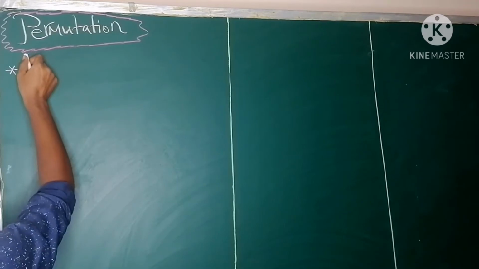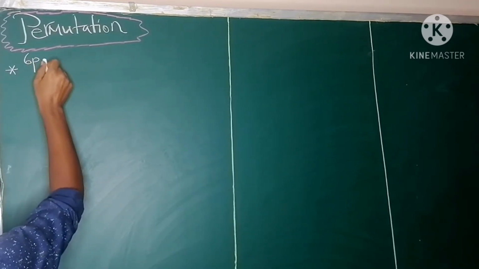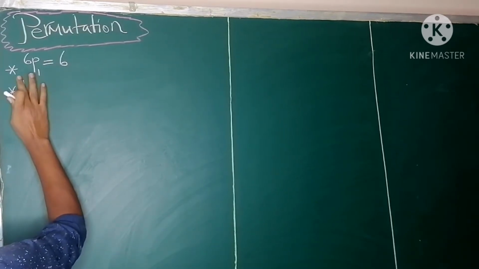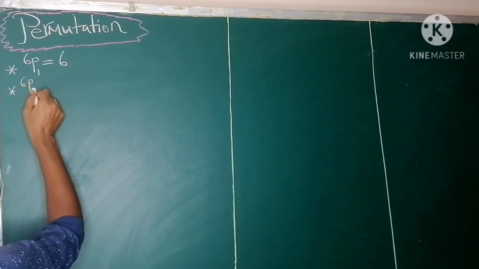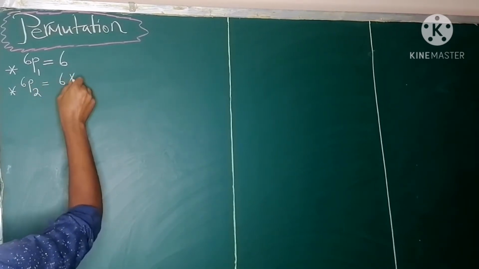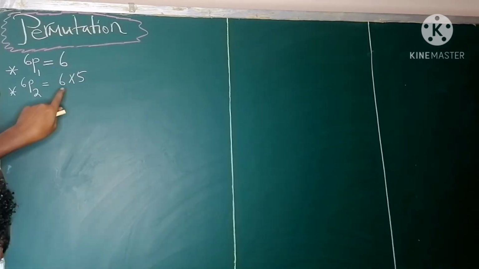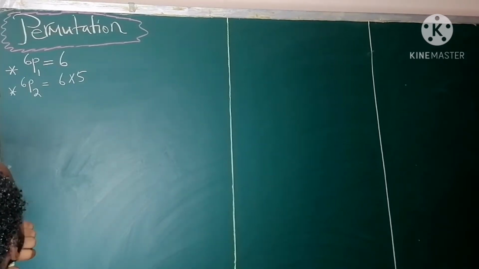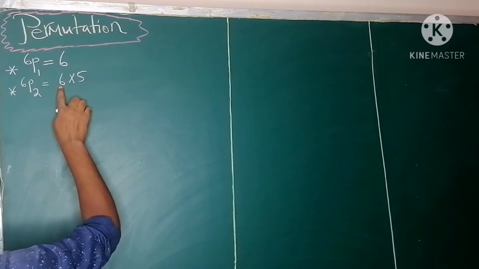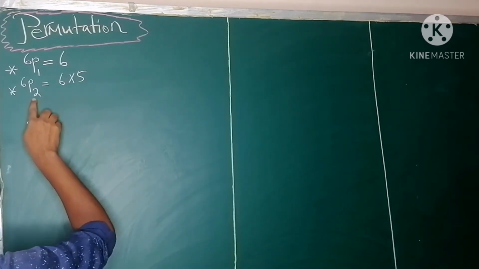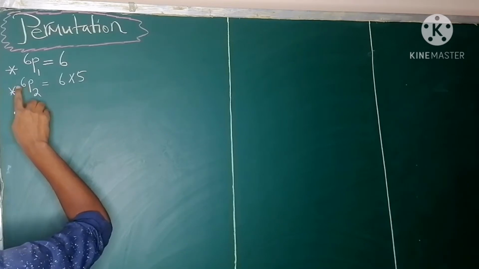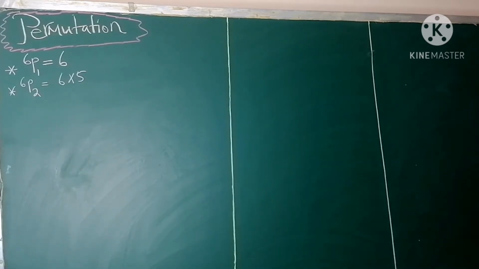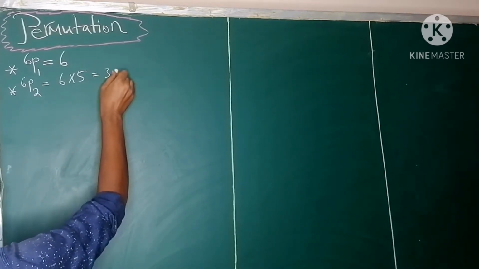Let's take an example. 6P1 is the same as 6. 6P2 is the same as 6 times 5. So what is this? 6 times 5 times 4 times 3 times 2 times 1 is what we discussed last time. It's called factorial. But when we say 6 times 5, two factors, this indicates that you have to multiply 6 by the natural numbers immediately less than 6, provided there should be only two factors. Then 6 times 5 is 30.